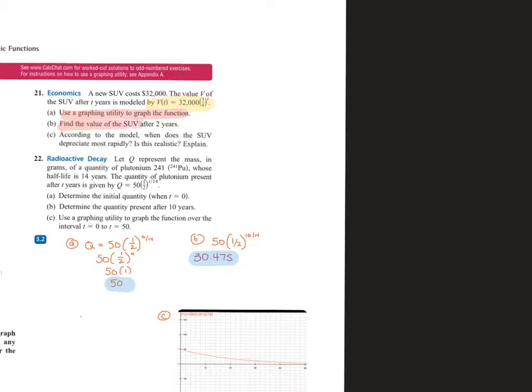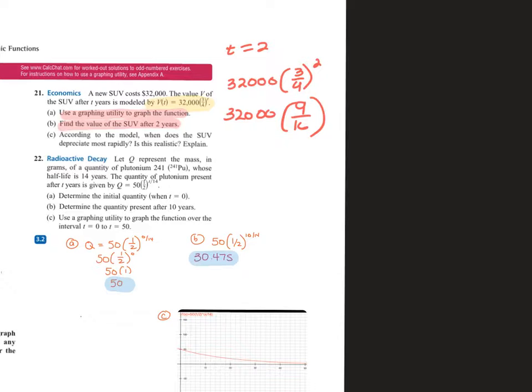Find the value of the SUV after 2 years means that t is 2. So I just take the 2 and I plug it in. Without a calculator, this would be 9/16, and I can multiply that out. With a calculator, you let the calculator do the work for you.